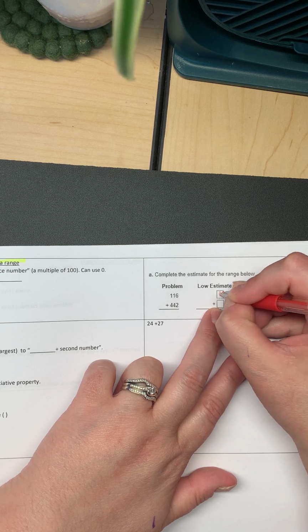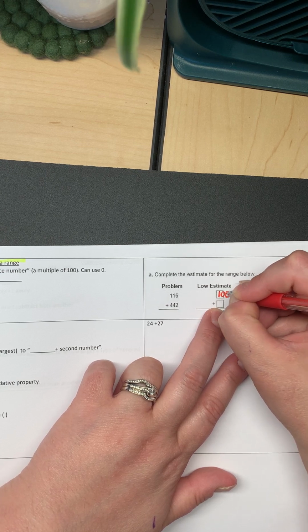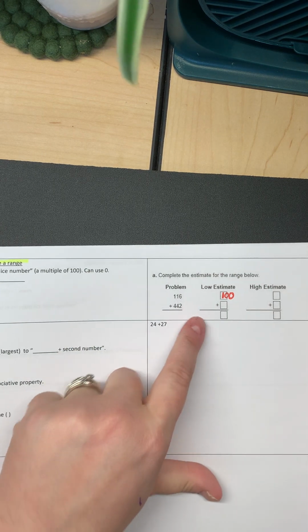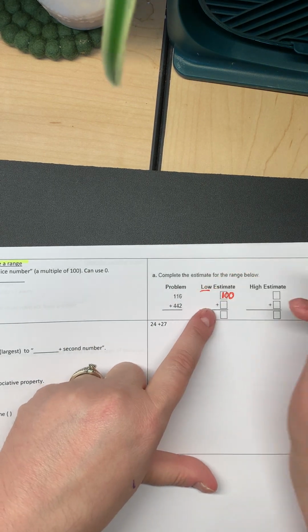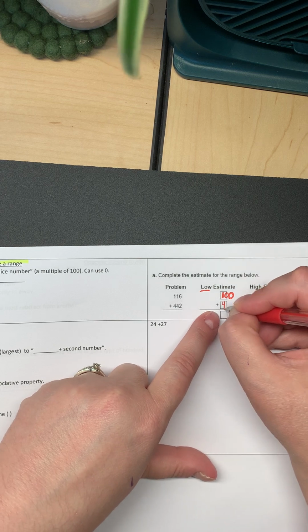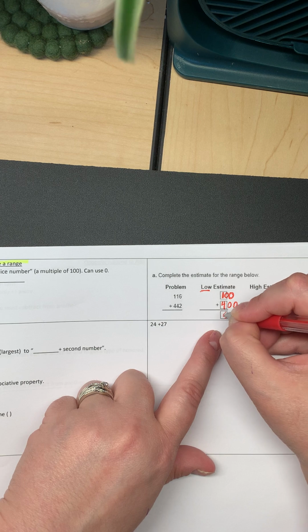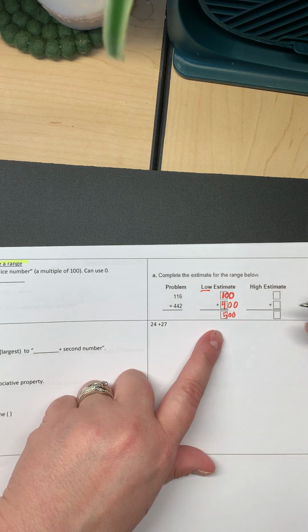We have to round things to stuff with zeros on them. Okay, that 442, again, we're rounding low, down. So that would round to 400. And if I add those, I get 500. So that would be a very low estimate.